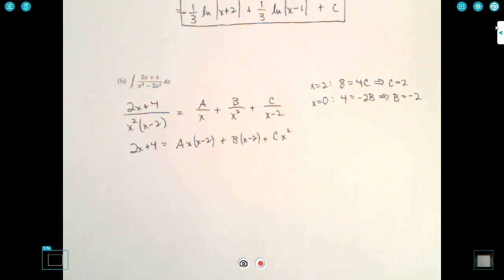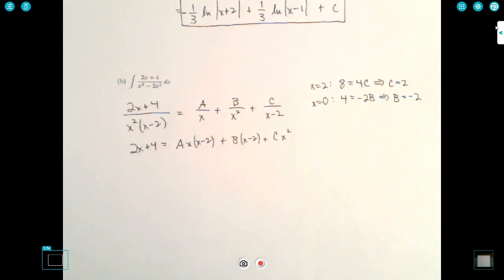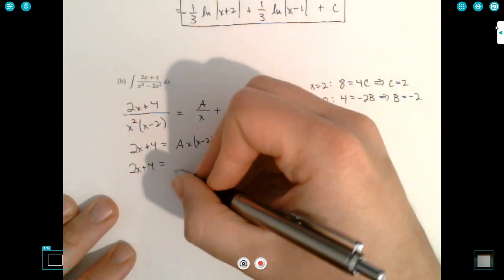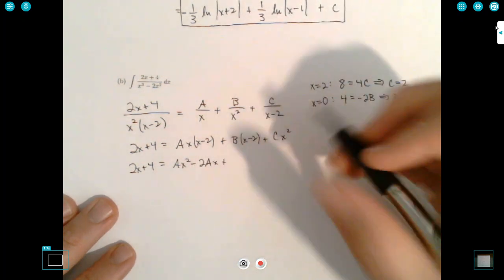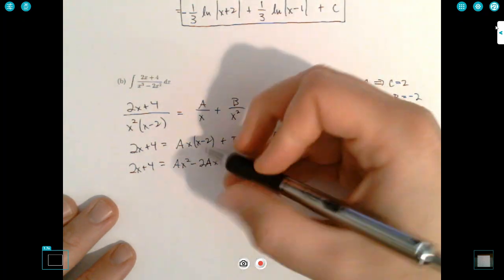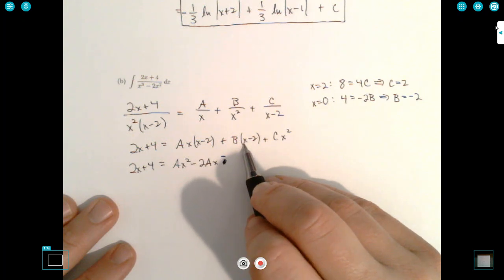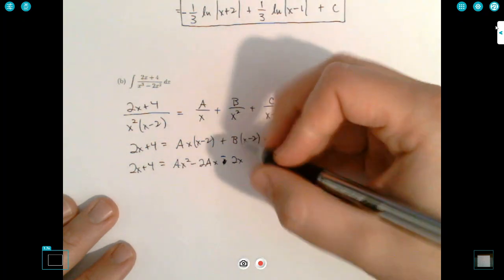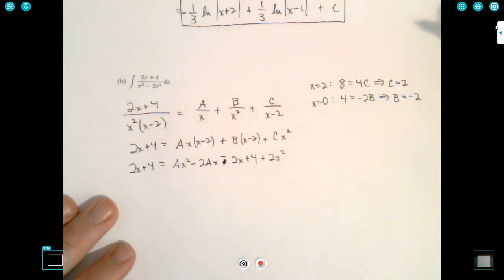And then I think I'm kind of out of luck as far as a is concerned. But at least I can plug these in here. And then solving for a shouldn't be too terrible. So I'm going to say 2x plus 4 equals ax squared minus 2ax plus b is negative 2. So maybe I should have said minus negative 2 times x, so that's minus 2x, and then negative 2 times negative 2 is a positive 4. And then c was 2, so plus 2x squared.